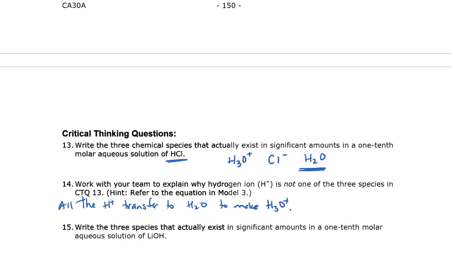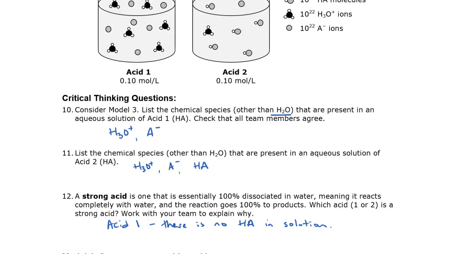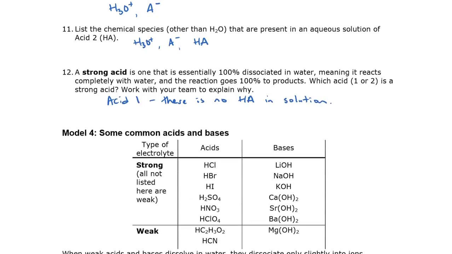So here's my sentence. All the hydrogen ions transfer to water molecules to make hydronium. So that's a little bit more sophisticated. But when I look at this reaction, I can see that it's not just simply splitting up into H+ and A-, but what's actually happening, those hydrogen ions are being transferred to the water to make hydronium, and that's why we don't actually list H+.